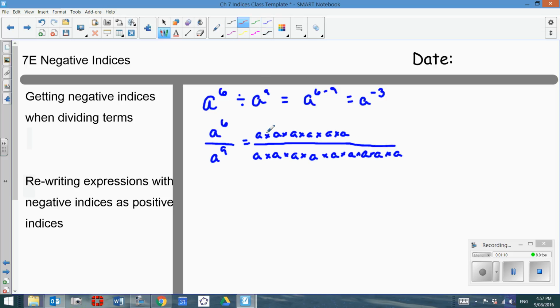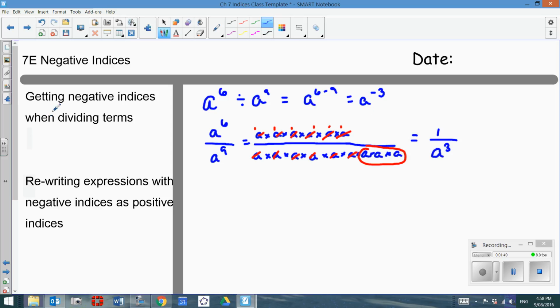I can reduce one at a time. So a divided by a is 1, a divided by a is 1, and so on. All of these quotients reduce to 1, but I still have 3 a's multiplying in the denominator. So I wind up with 1 over a cubed. Notice I still get this 3 both ways, but here it's written as negative 3, and here it's written as 1 divided by a to the 3rd.